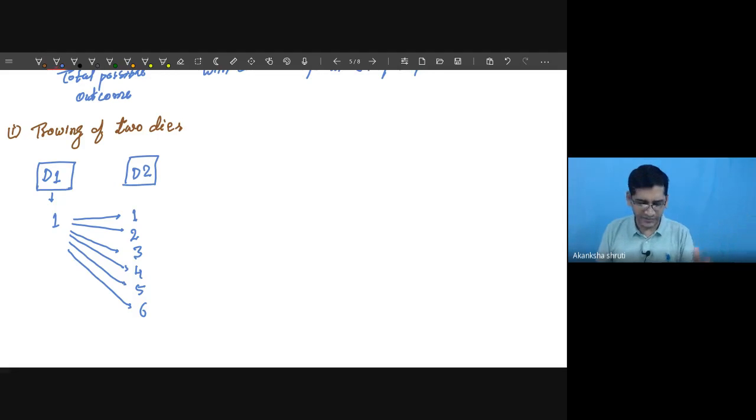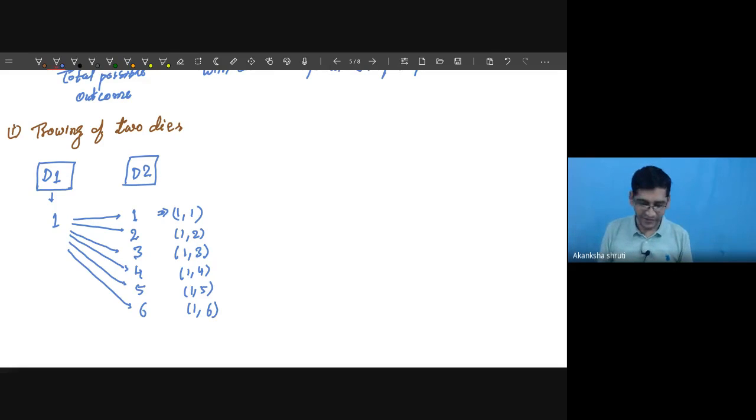What we are observing: keeping 1 on the first die, I may have 1. Keeping 1 on the first die, I may have 2, 3, 4, 5, and 6. So these are the 6 possibilities.